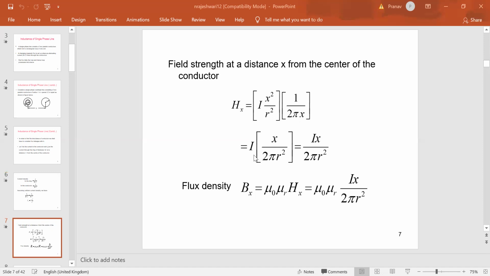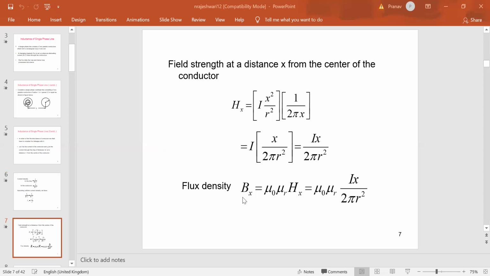By simplifying this, we get I into x by 2 pi r squared. So in here, x and x will cancel. So Ix by 2 pi r squared is the final field strength at a distance of x meters from the center of the conductor. After that, we have to find the flux density.